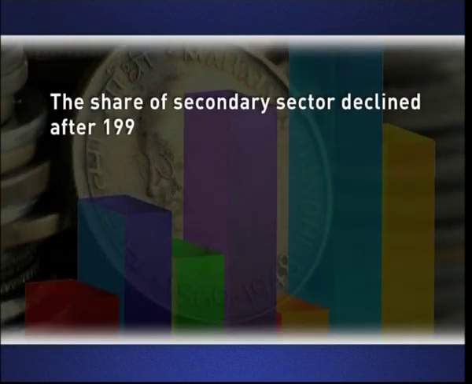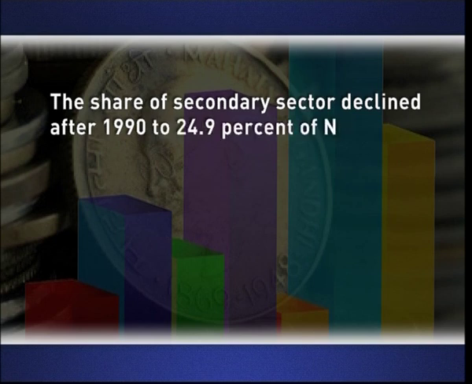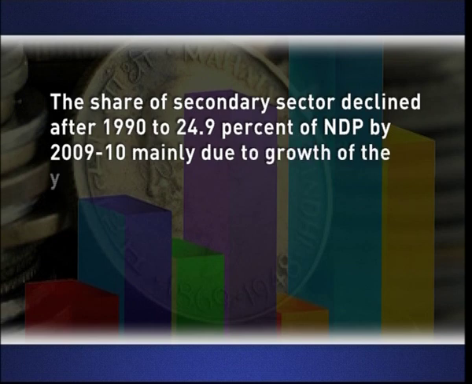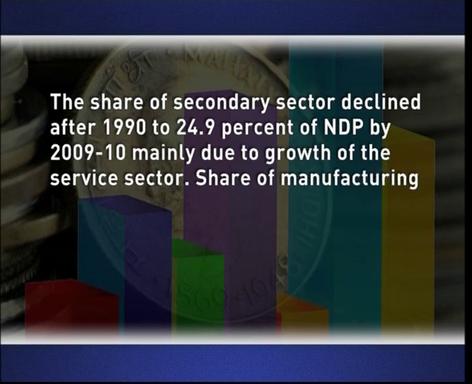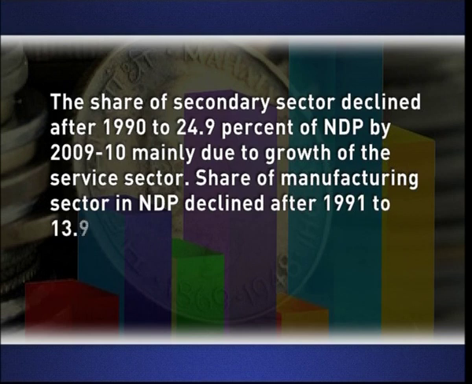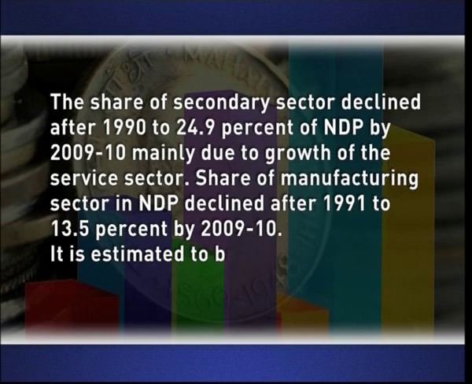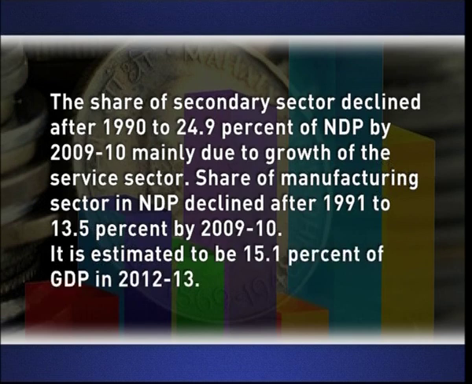The share of secondary sector declined after 1990 to 24.9% of NDP by 2009 to 2010, mainly due to growth of the service sector. Share of manufacturing sector in the net domestic product declined after 1991 to 13.5% by 2009 to 2010. It is estimated to be 15.1% of GDP in 2012 to 2013.